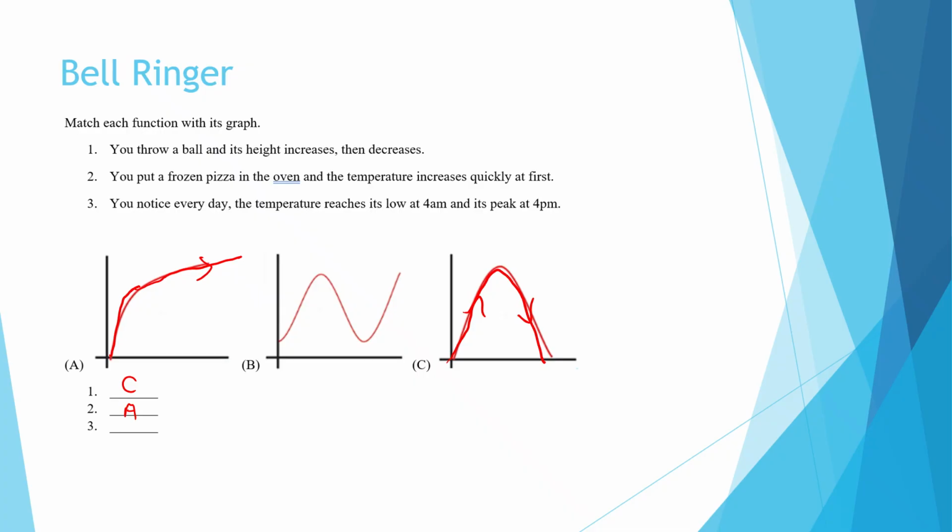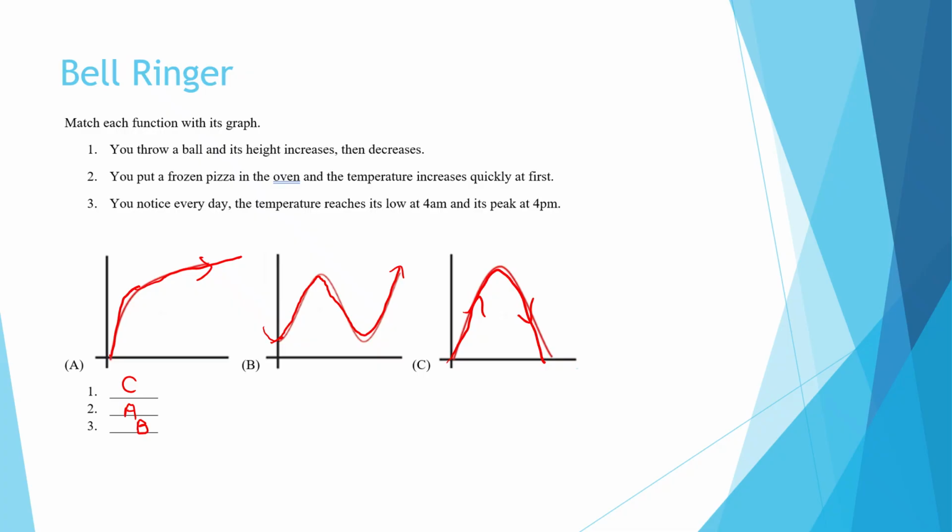And then three, you notice every day the temperature reaches its low at 4 a.m. and its peak at 4 p.m. So here we see we start low and then you go up where it reaches its peak. And then because every single day this happens, it's going to repeat. That is going to be 3b there. So that should be our bell ringer.